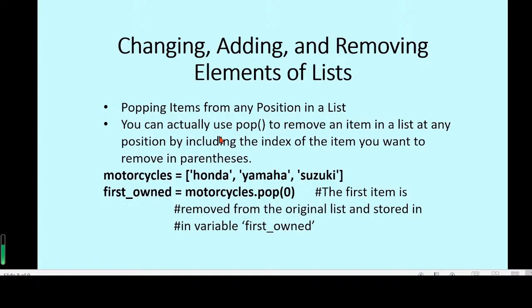Popping items from any position in a list. You can actually use pop to remove an item in a list at any position by including the index of the item you want to remove in parentheses. So this is the list with 3 motorcycles. So we can pop 0, so the first item is removed from the original list and stored in a variable called first owned.